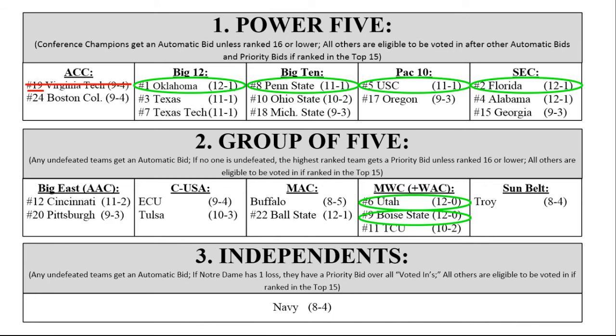We need to get 2 more, so now we move on to the voted-in teams. So we need 2 voted-in teams, and this year it is 3rd-ranked Texas and 4th-ranked Alabama. So now we have the 8 teams, so we have our playoff field.